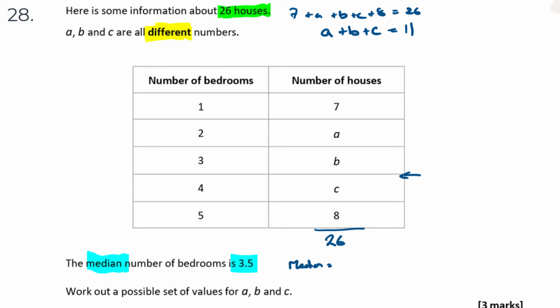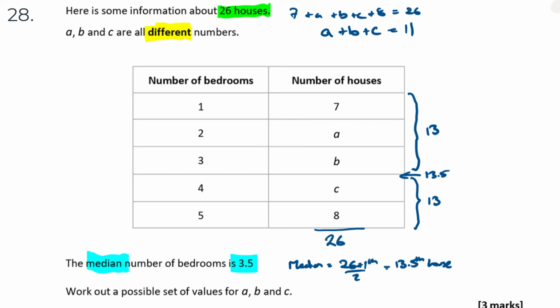If we've got 26 houses, then the median one is going to be 26 plus 1 over 2, or the 13.5th house. Okay, so this is the 13.5th house in the middle here, isn't it? It's between these two. Which means that there must have been 13 houses in this section, and there must be 13 houses in this section. Okay, so for the median to lie somewhere between the 3 and 4, that tells us quite a lot.